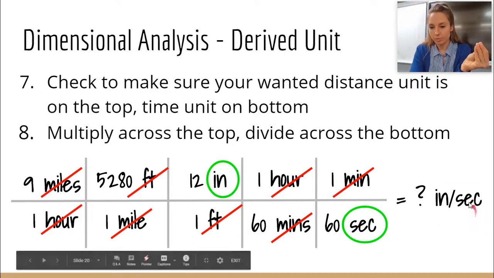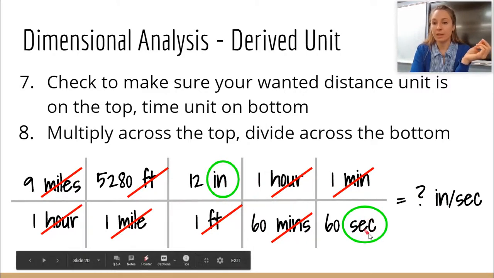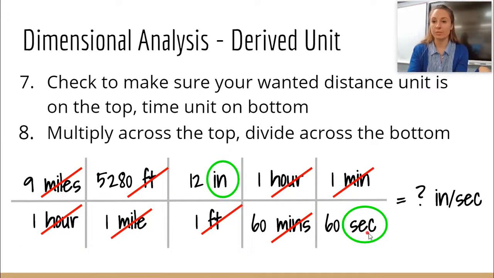And you want to make sure, looking at that final unit, inches per second, that the first part of that, the inches, is on top. This line represents per, and then seconds is on the bottom. So we know that we did this correctly.